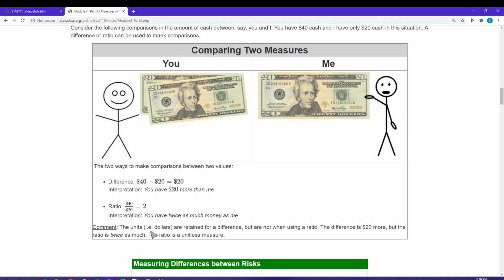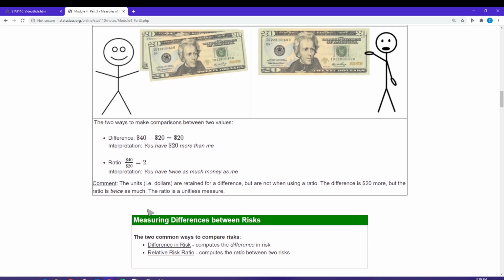Now the units, which in this case are dollars, are retained for a difference. So when I'm looking at this difference, that's a $20 difference. However, they are not retained when using a ratio. So a ratio here is twice as much money as me. This is not $2 more money than me. There are no units attached to the ratio here, so we often refer to that as a unitless measure.